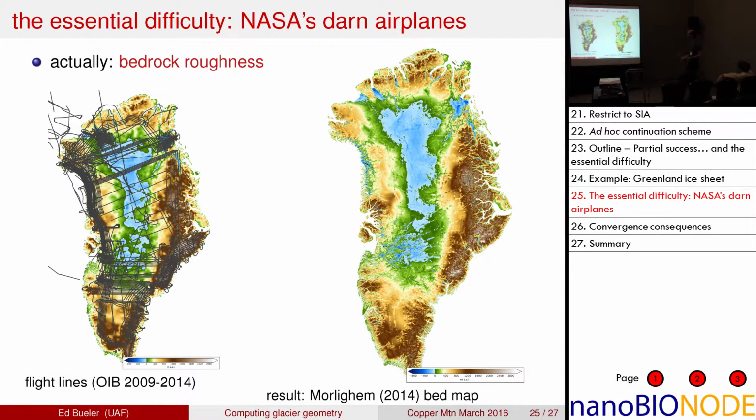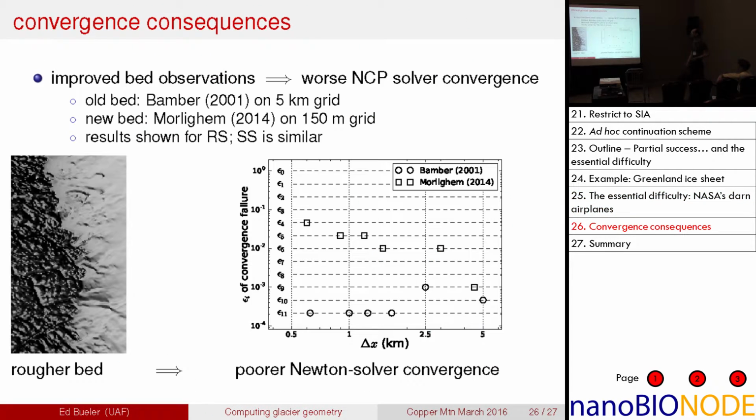And the essential difficulty is something that's happened. I got started in this field only recently, in 2005. But since then, NASA has flown 50,000 hours of P-3 Orion flights with ice-penetrating radar over much of Greenland, and the bed has gotten a lot rougher, okay? And it makes all the difference in convergence.